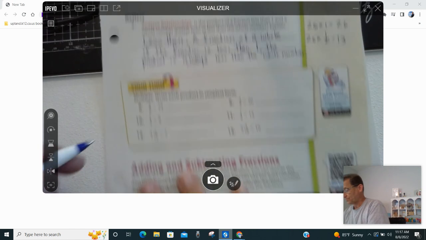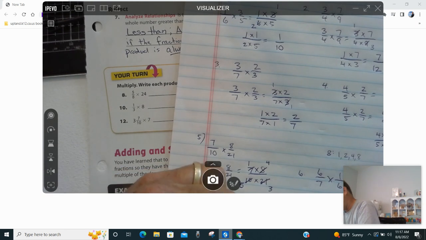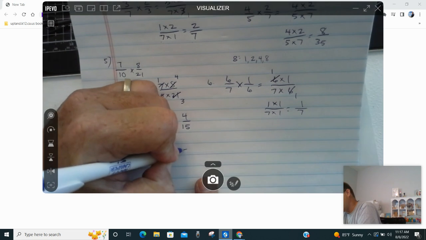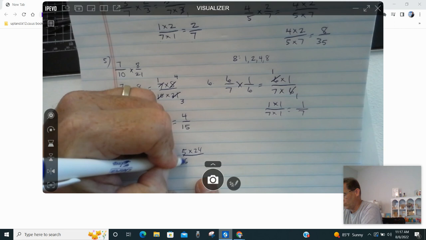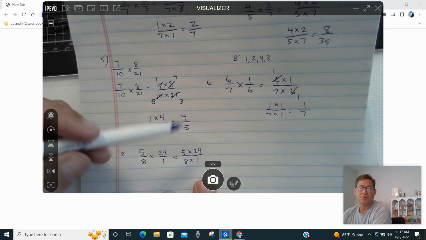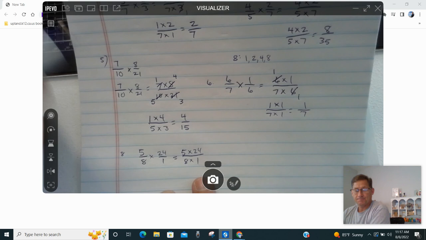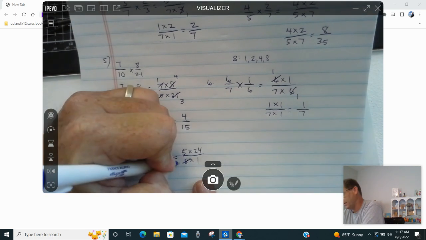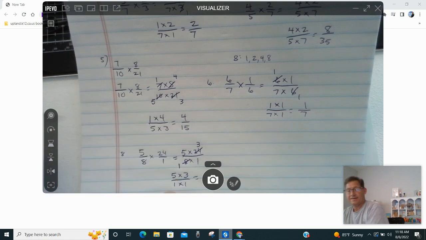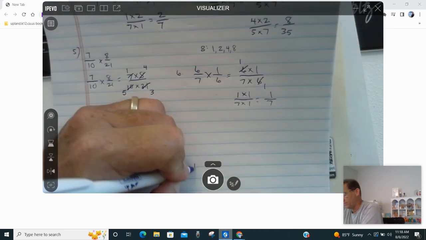5/8 times 24. Well, we can rewrite 24 as 24 over 1. So we can rewrite that as 5/8 times 24 over 1, which would be 5 times 24 in the numerator and 8 times 1 in the denominator. Well, 5 is prime, and it's not a factor of 8. 1's not prime. 1's neither prime nor composite because there's only one factor of 1. So that doesn't help us any, right? But 8 and 24 does. 8 divided by 8 is 1, and 24 divided by 8 is 3. So rewrite what we have. Now we have 5 times 3 in the numerator, which is 15, and we have 1 times 1 in the denominator. 15 divided by 1 simplifies to 15.